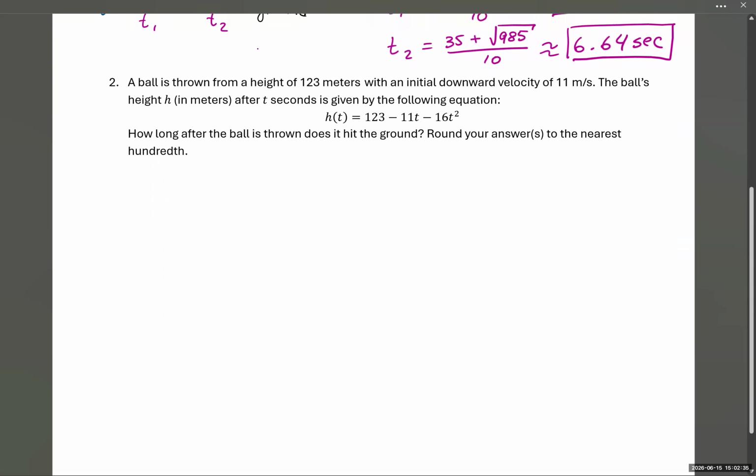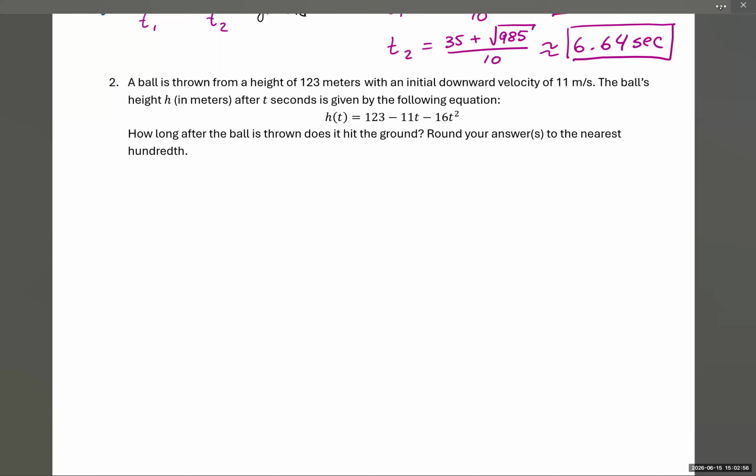Slightly different setup for the second problem. A ball is thrown from a height of 123 meters with the initial downward velocity of 11 meters per second. The ball's height after t seconds is given by the following equation. How long after the ball is thrown does it hit the ground? Round your answers to the nearest hundredths.